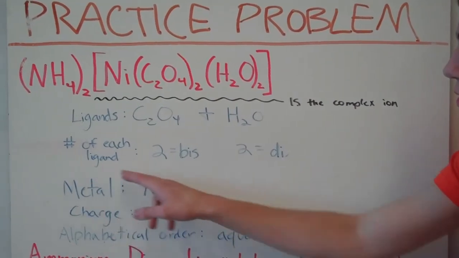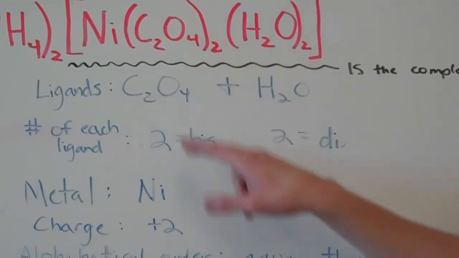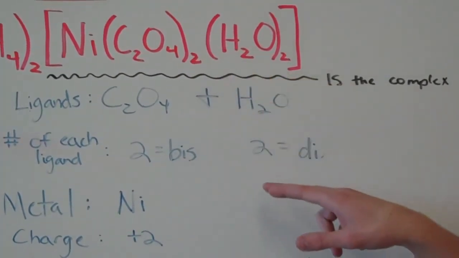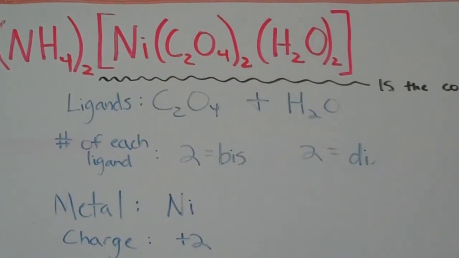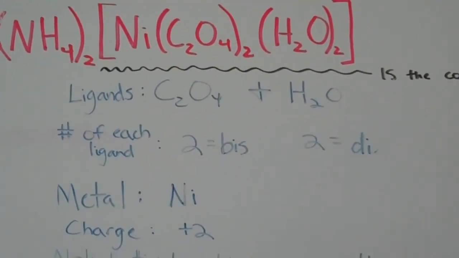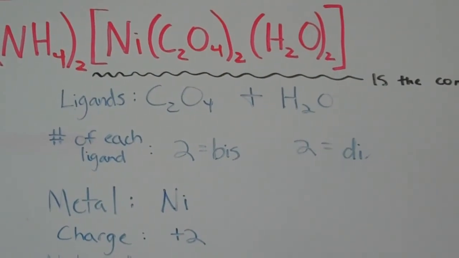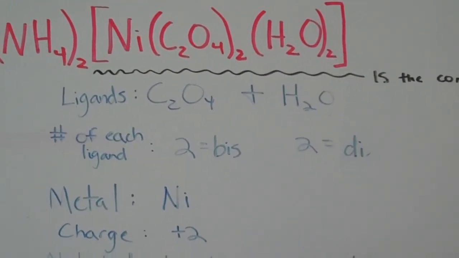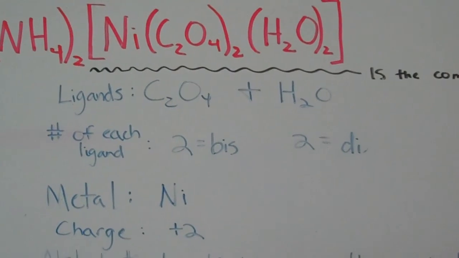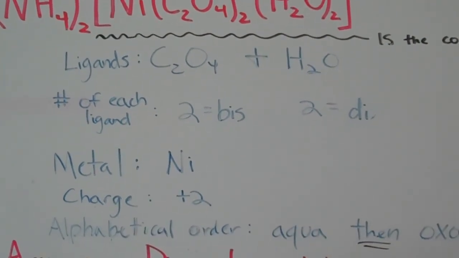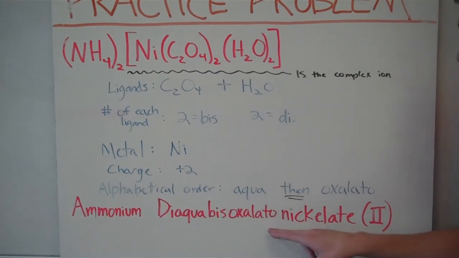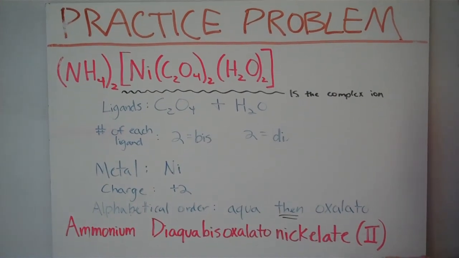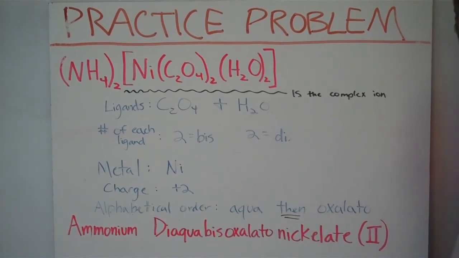So for the oxalates we're going to use bis, but for the waters we're going to use di. And the metal here is nickel. So alphabetical order again, we're going to start with the aqua. So 2 waters, so diaqua, 2 oxalato, bis, oxalato, nickelate. And that's how you name complex ions.